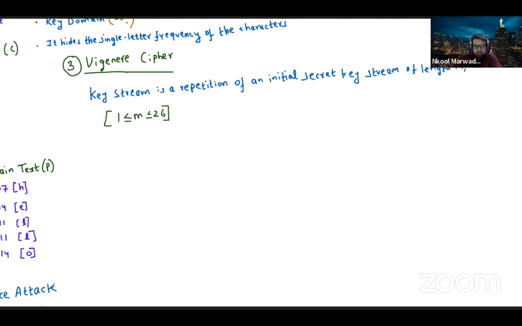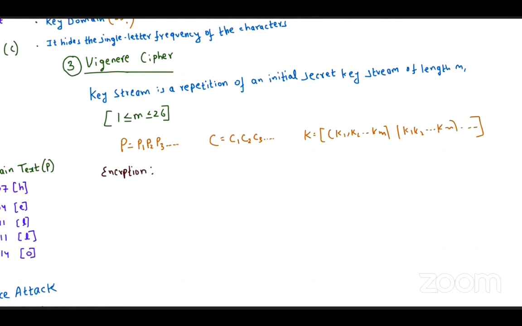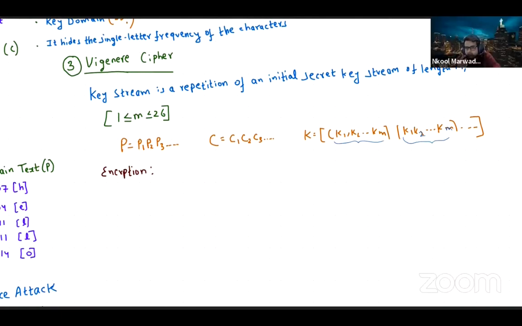So let us suppose I have a plain text P equal to p1, p2, p3, and so on, and ciphertext C equal to c1, c2, c3, and so on. Capital K is the key, a stream of keys which will be repeating, and this stream can be of length m: K1, K2, up to Km, and then it will repeat K1, K2, Km, and repeat. It is the same m, whatever is here, it will repeat. So the key stream of length m will repeat. How it repeats and what its significance is, we will get to know very soon with one example.